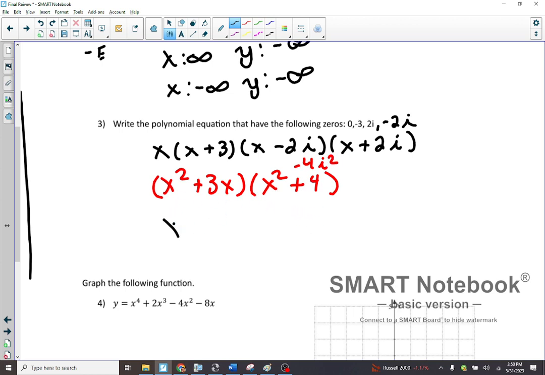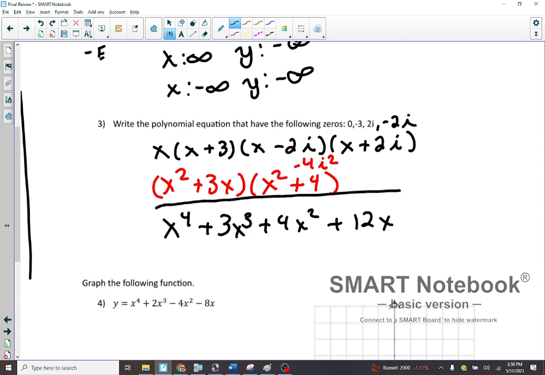Then FOIL this. x to the fourth plus 3x to the third plus 4x squared plus 12x. And here would be a polynomial equation that has these following zeros. If I were to factor this, I would eventually get back to here. But you don't have 2i or 0? No, remember, when I say the following zeros, that means the answers, if I were to factor and set equal to 0, would be those. Okay. And I know I did it right because I started off with my answers.